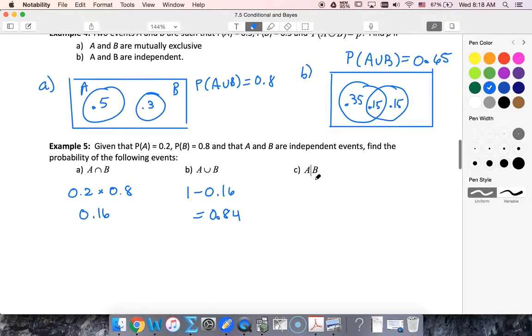And then A given B, well, since they're independent, A given B is just going to be the probability of A, which is 0.2. I could do my formula, but I don't have to, knowing that they're independent.